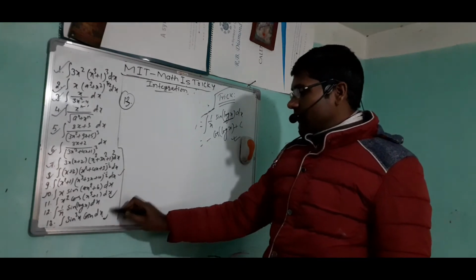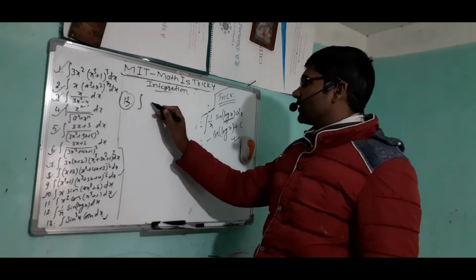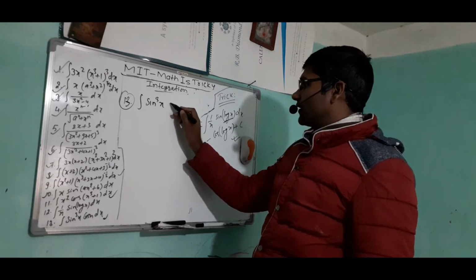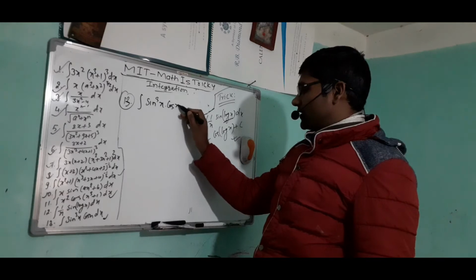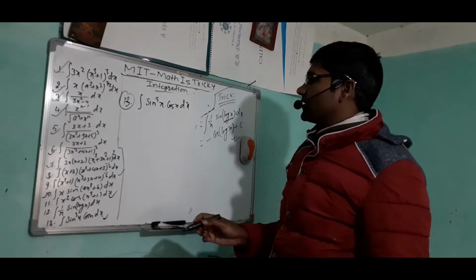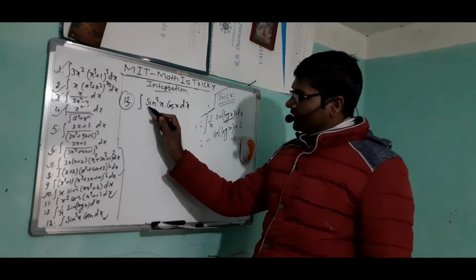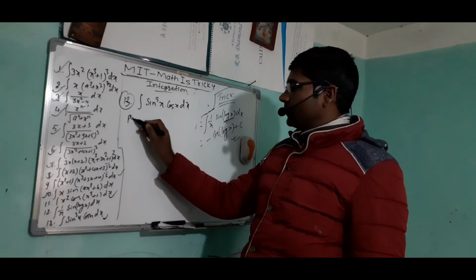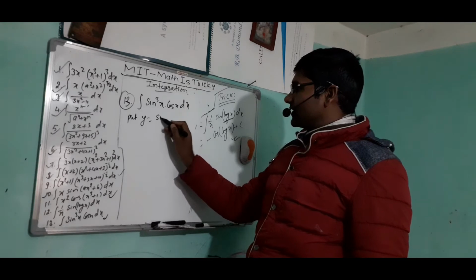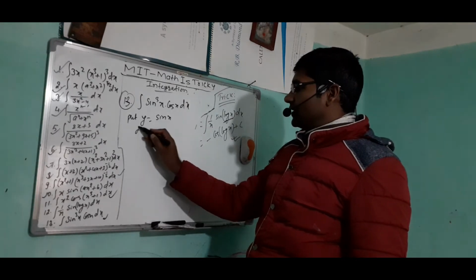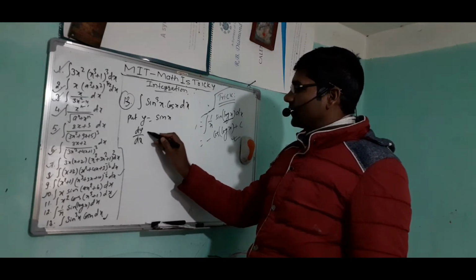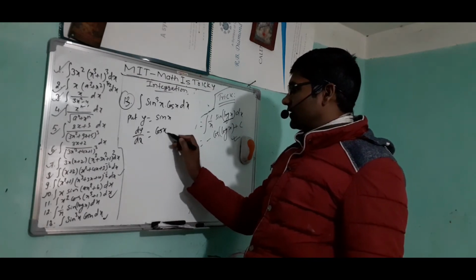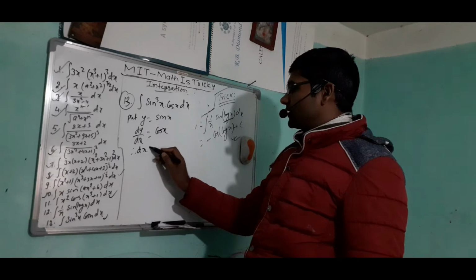Question number 13. Integration of sin³x times cos x dx. This is the question. So let's see here. Derivative of sine is cos here. So let's put y equals sin x. dy by dx will be how much? Derivative of sine is cos x. Therefore dx is how much?